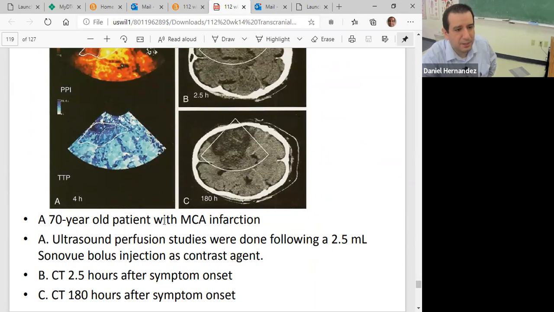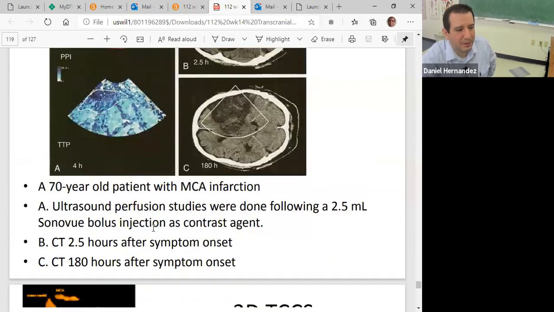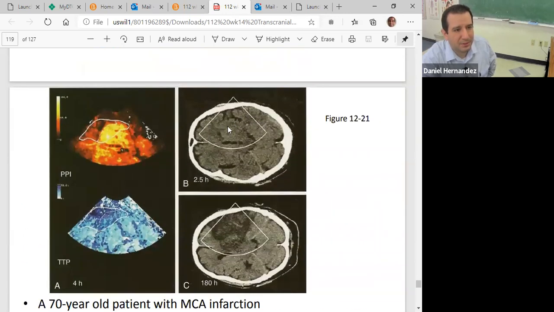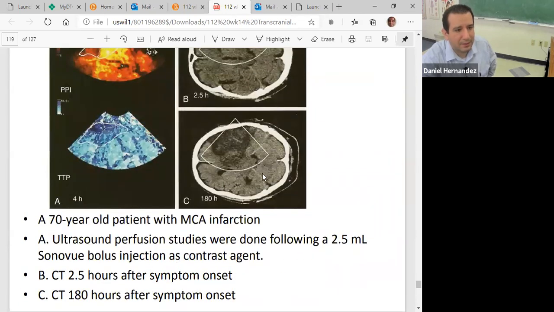So this is a 70-year-old patient with an MCA infarct, and ultrasound perfusion studies were done following bolus injection of a contrast agent. B was 2.5 hours after onset of symptoms. And then C was 180 hours after the onset of symptoms.